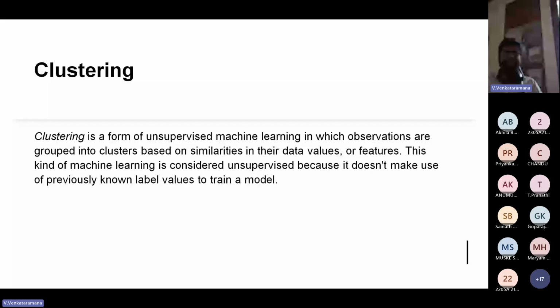The clustering problem is the example for unsupervised learning, as we discussed earlier. For the clustering problem, we require unsupervised learning.